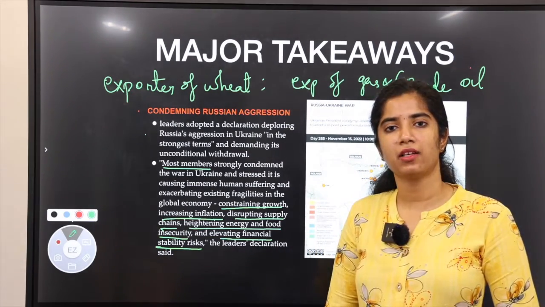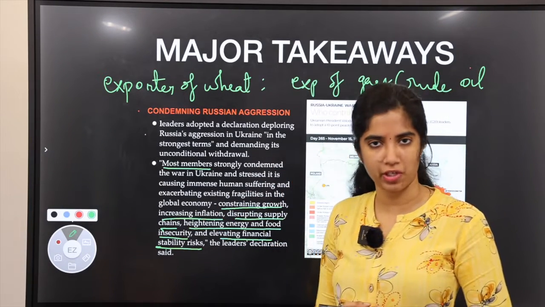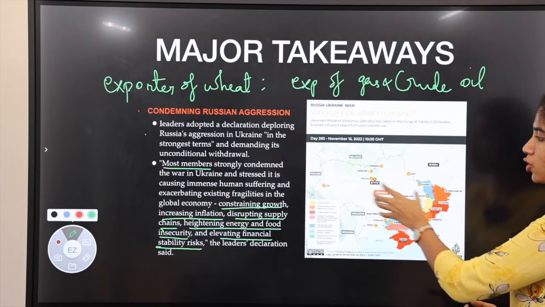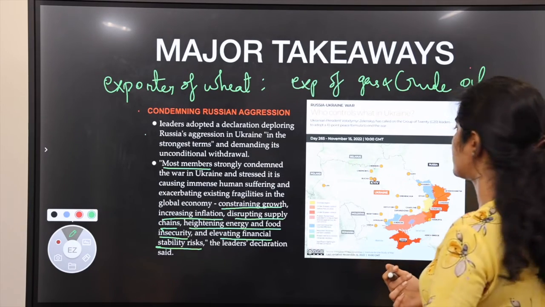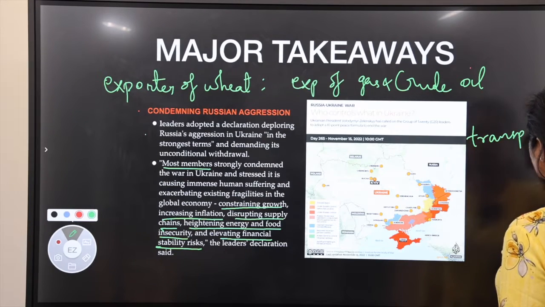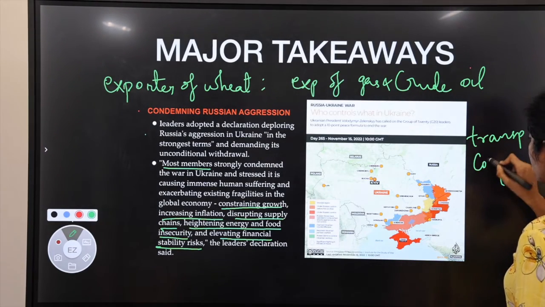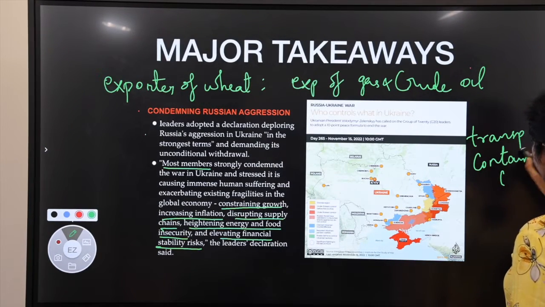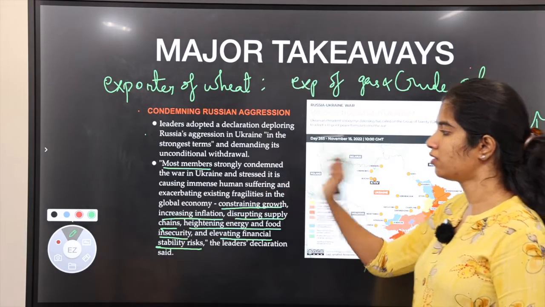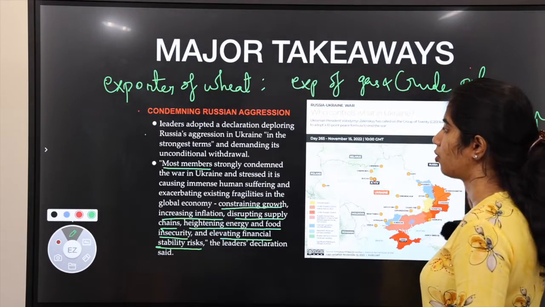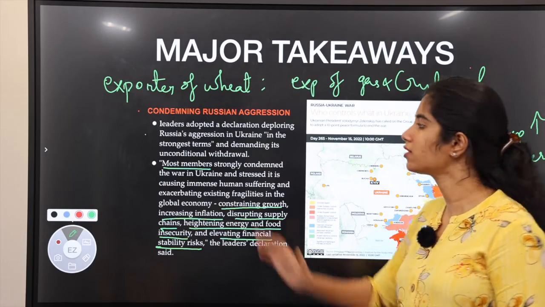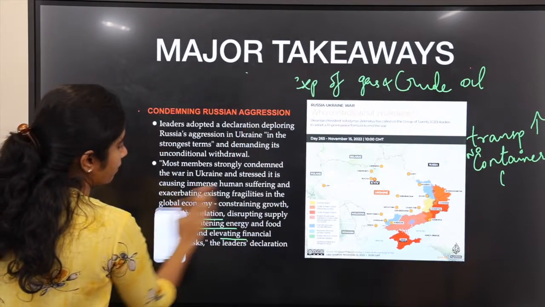So what do you mean by price increase? That is inflation. So that has increased inflation. Disrupting supply chain, that's what we talked about, right? Ports are all being closed. If a port is closed, the freight charges, the transportation charges, will obviously increase. And there will be container shortages also. This in turn will raise the price of commodities, which will lead to an increase in inflation. So because of this Russia-Ukraine war, post-COVID there were already some fragilities in the global economy, and this has further aggravated those.